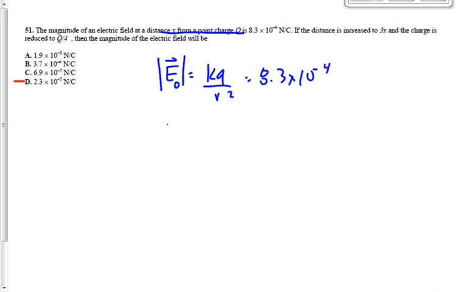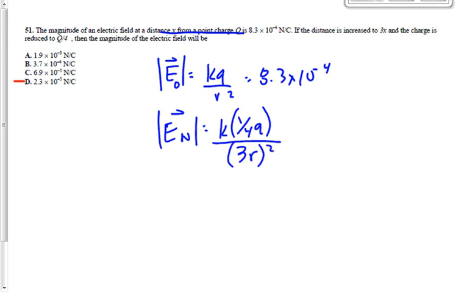My new electric field, this is the electric field after I make changes to it, is still equal to k, but now q is a quarter of what it was, so it's going to be 1/4 q, and then r, the distance, it says it's increased to 3 times what it was, so we're going to make it 3 times r. Don't forget to square the entire thing inside the brackets, not just the r. So it's not 3 times r squared, it's (3r) squared.